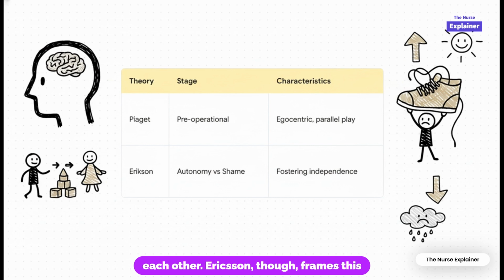Erikson, though, frames this stage as autonomy versus shame. Their entire emotional drive is just to do things themselves. So when you see a toddler having a total meltdown because they can't tie their shoe, that is Erikson's autonomy drive clashing hard with their physical limits. Positive reinforcement here is absolutely key.